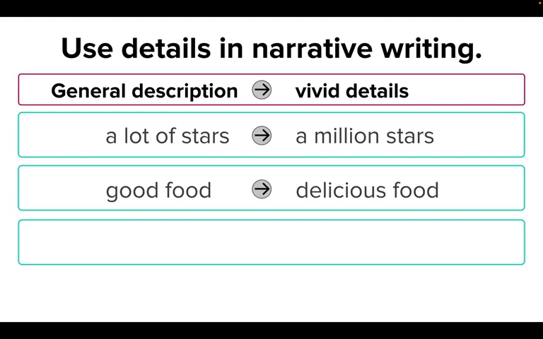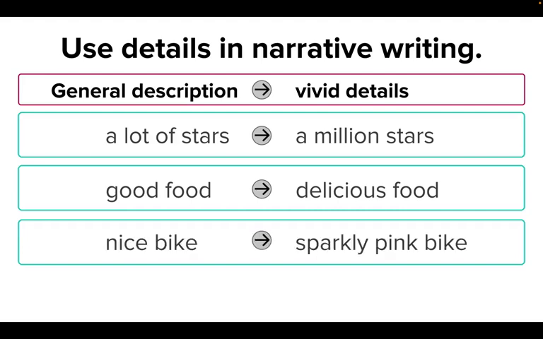The same is true for good food versus delicious food. Good is a vague or general word. Delicious is much more specific. What about a nice bike versus a sparkly pink bike? A sparkly pink bike helps us imagine what kind of bike it is. Be sure when you are practicing this skill, you're looking to add in more vivid and specific detail.